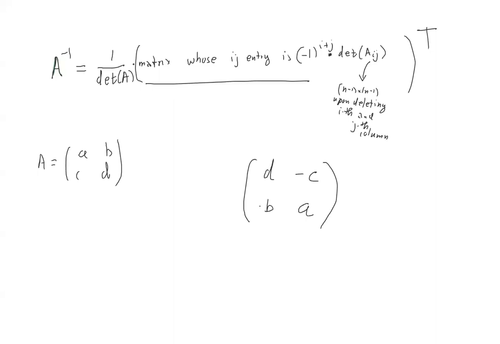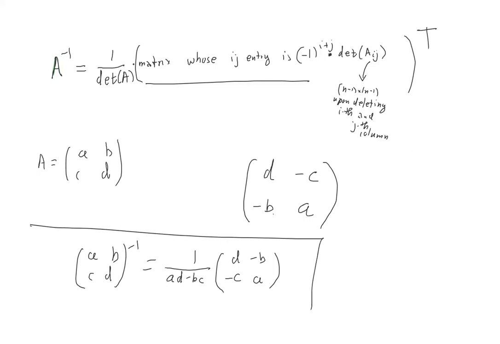But here's what you need to take into consideration, that you need to take the transpose of this. So this will be D, A, negative B, negative C. And then you need to divide by the determinant. So that's the explicit formula for the inverse of the matrix A, B, C, D. Here it is. Okay, so sometimes people do remember this formula by heart. Or you can just reproduce it.